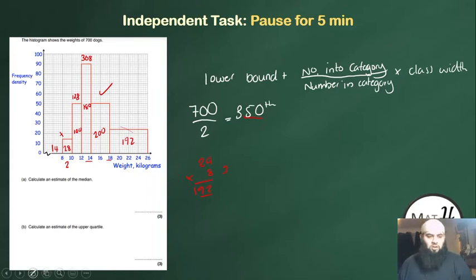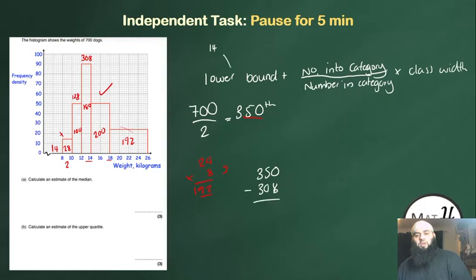Let's change the color again. Our lower bound is 14, we know that. For the numbers into category, we need to do 350 take away 308, so that gives us 42. So 42 is the number into category. How many numbers are there in the category? That's 200 in there. And the class width over here is how much? It is 4.